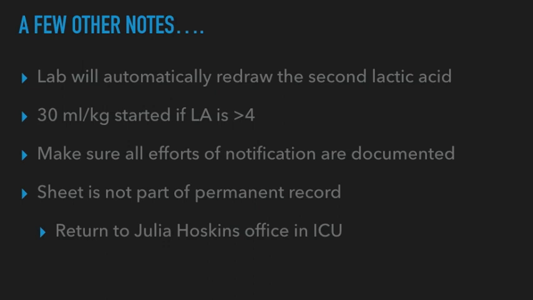One thing that I didn't know my first 2 years of nursing is that typically we start the 30 mLs per kg if the lactic acid is greater than 4. So it's not something that you're going to expect on every patient that screens positive for sepsis. It's typically when you have a higher lactic acid. So just some random FYI for you.